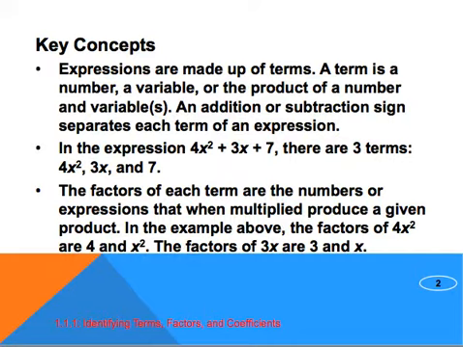So expressions are made up of terms. A term is a number, a variable, or the product of a number and a variable. An addition or a subtraction sign separates each term of an expression. So in the expression 4x squared plus 3x plus 7, there are three terms: 4x squared, 3x, and 7. Again, notice I said that the addition or subtraction sign separates each term.